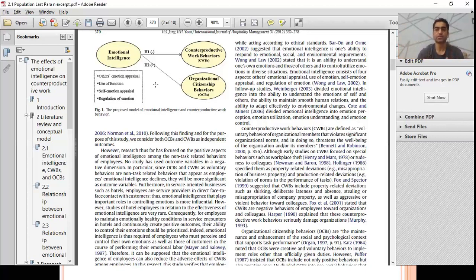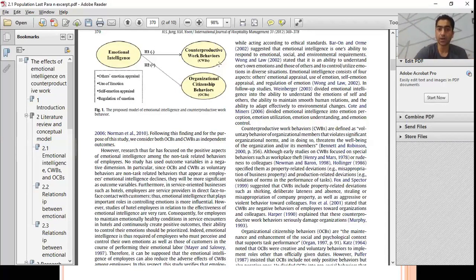Any behavior which is harmful for the organization, which is not good for the organization, is counted as a counterproductive behavior. Any behavior which is good for the organization other than what is explained in your job description is taken as organizational citizenship behavior. For example, as I move out of the class I switch off all the lights and fans because I feel it's good. It's not given in my job description, but I feel it's good for the organization, so that's why I'm doing it.